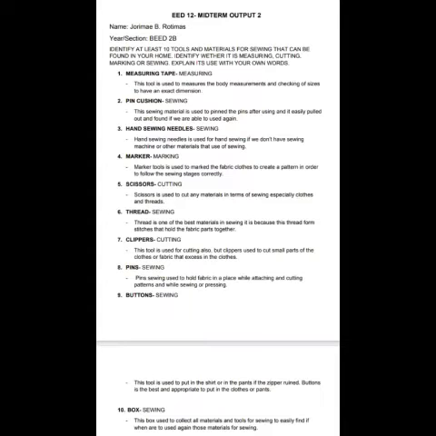We need to know the names and uses of every tool and material in sewing so that we can easily know how to use those tools or materials in an appropriate way.